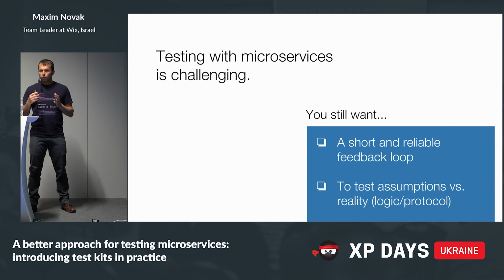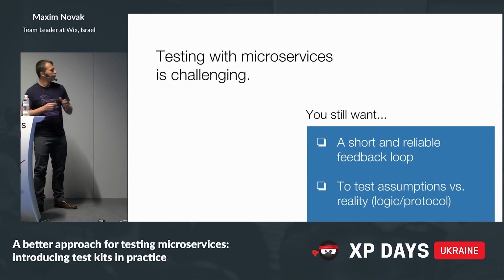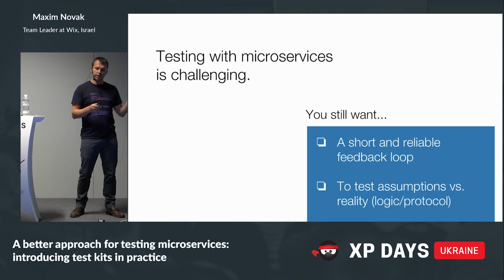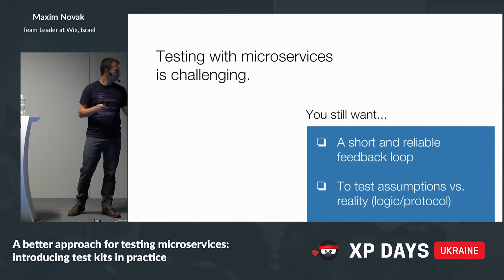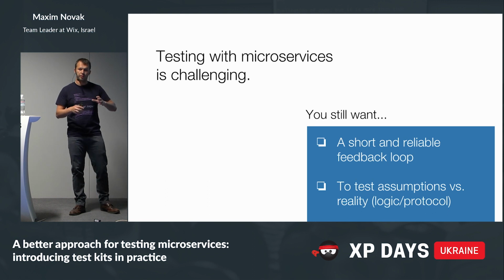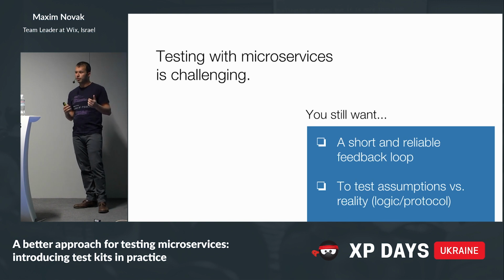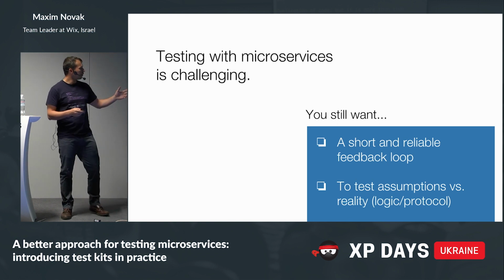We still want to have a short and reliable feedback loop, and we want to verify our assumptions versus reality. If we assume that the service that we use behaves in some way, we want to make sure that this is happening in reality. We're talking about the logic and the protocol.